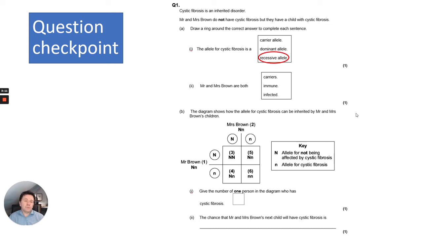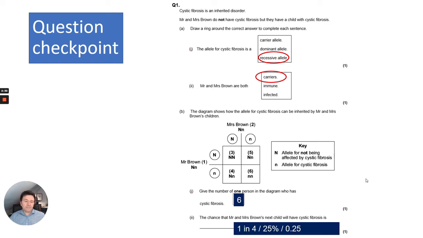Mr. and Mrs. Brown are both what? Well, they don't have cystic fibrosis, but they have a child with cystic fibrosis, so they must be carriers. Then the diagram shows how the allele for cystic fibrosis is inherited by Mr. and Mrs. Brown's children. It says, give the number of one person in the diagram who has cystic fibrosis. So you can see that the two recessive alleles are little n and little n, so that must be number 6. The chance that Mr. and Mrs. Brown's next child will have cystic fibrosis, well, it's the same as their first child, so it will be 1 in 4, or you could have 25% or 0.25.